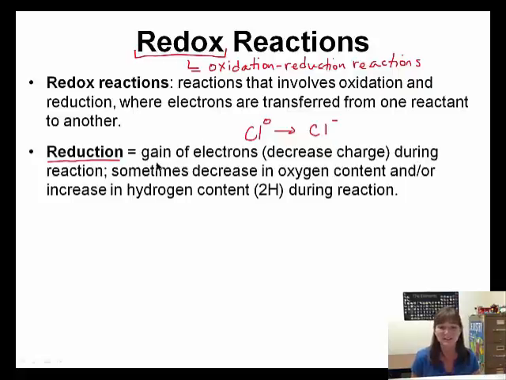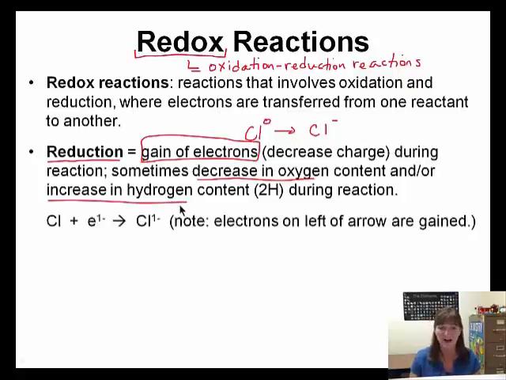So for reduction, there's going to be the gain of electrons. That's the biggie. During the reaction, sometimes you're going to notice that it's reduction because there's a decrease in oxygen or an increase in hydrogen. So those are the 3 different ways you're going to be able to identify a reduction. So here was the chlorine, where the chlorine is gaining an electron and becoming a -1 charge. Note the electron on the left of the arrow means that it's gaining electrons. So the chlorine gains an electron to become the chloride.